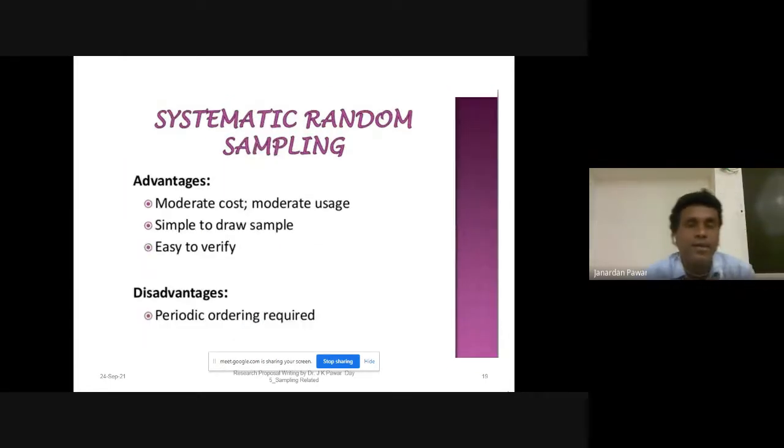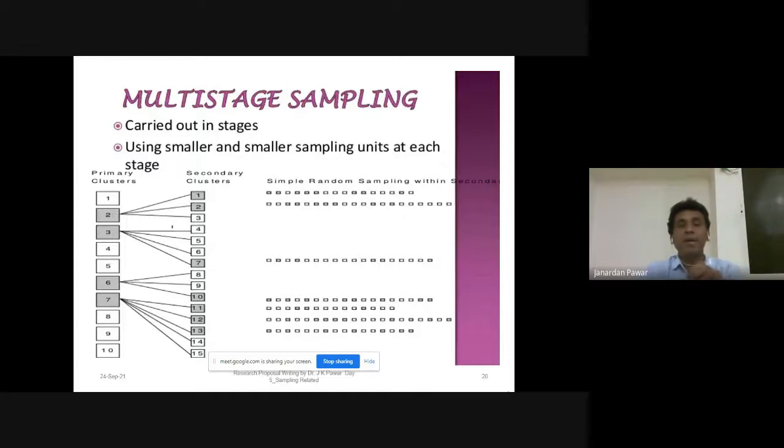Here are some advantages and disadvantages of systematic random sampling. Now multi-stage sampling, look at this multi-stage. We make stages according to the population, and from those stages we select the sample. But there is no rule for selection, remember. For example, from stage 1 we may not take anything. From the second stage, we may take 2 numbers, from the third 1 number, from the sixth 5 numbers. It is up to the researcher to decide how many numbers to take from those stages, or whether to take any at all. But stages are made, remember.